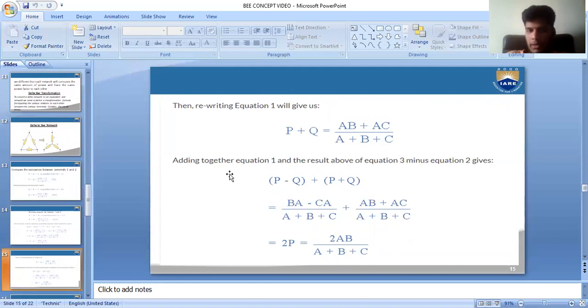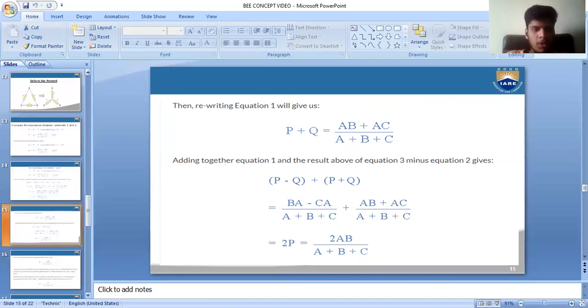Now adding together equation 1 and the result above of equation 3 minus equation 2. Add those both: P minus Q plus P plus Q, we will be getting this. P is common here, so P plus P, we get 2P. And here also, 2AB; AC minus CA plus CA get cancelled. We will be getting 2P is equal to 2AB divided by A plus B plus C.